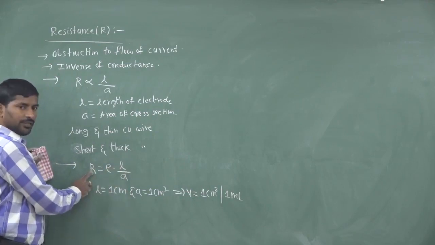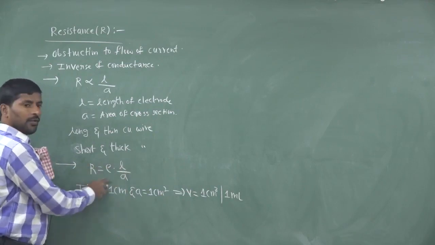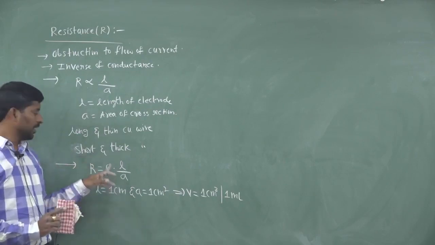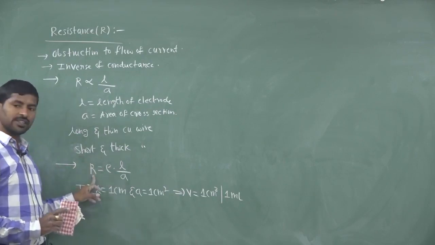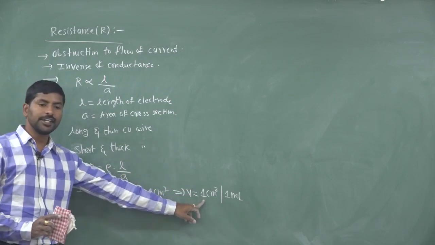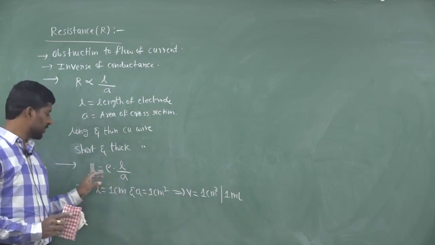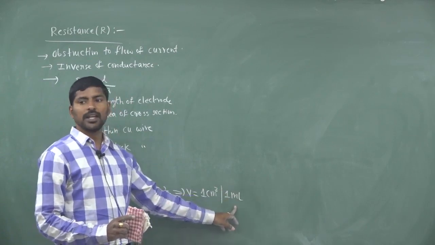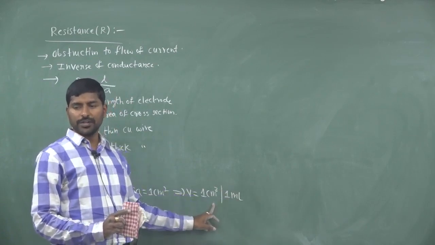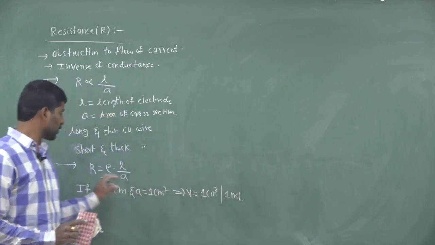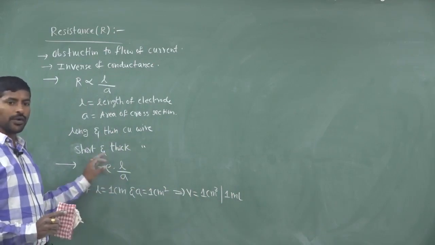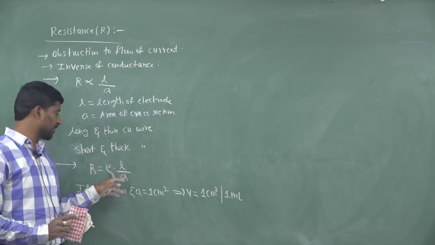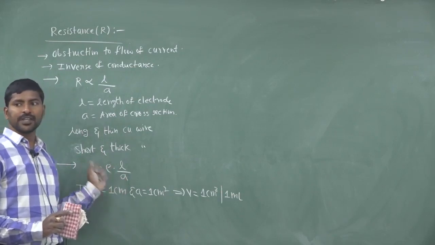So the resistance shown by that object is called what? Rho. And so how can you define rho? If you see, rho is nothing but resistance shown by 1 centimeter cube conductor or 1 ml electrolyte solution. That's why rho is called as specific resistance, or it is also called as resistivity.